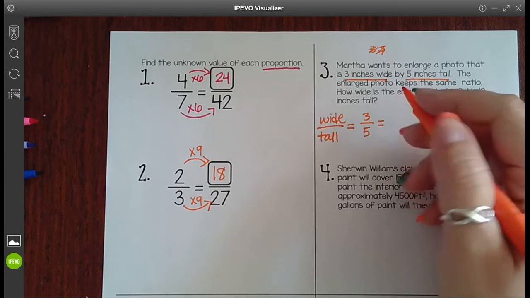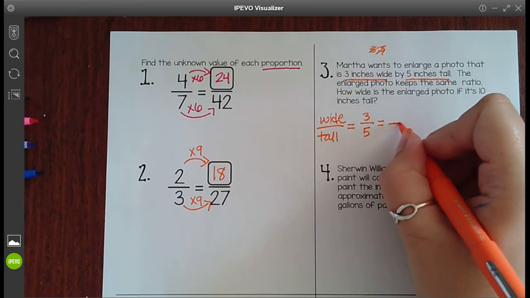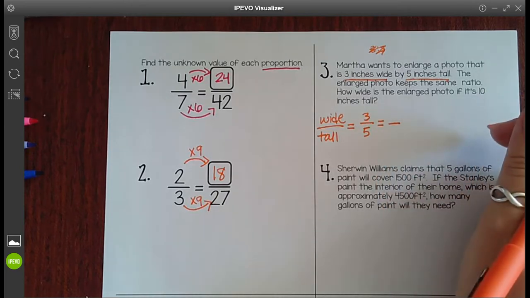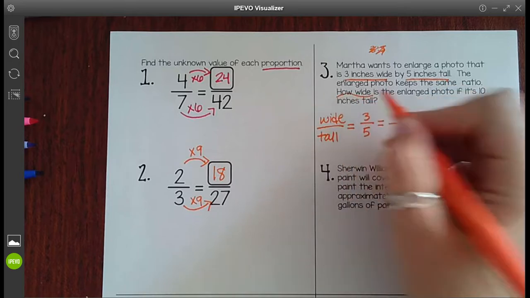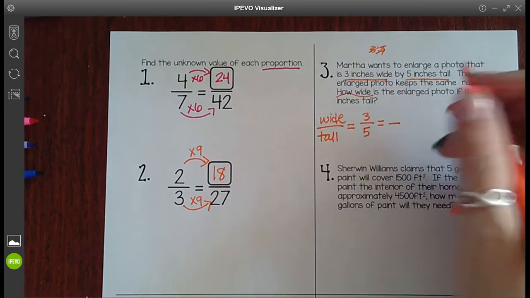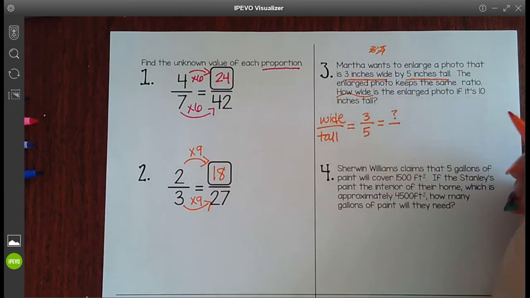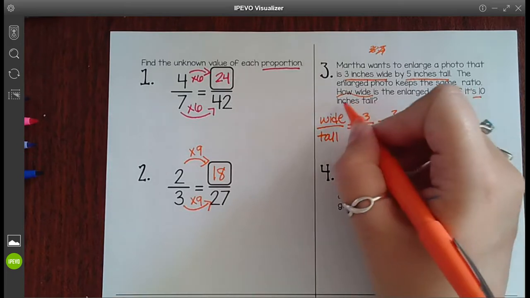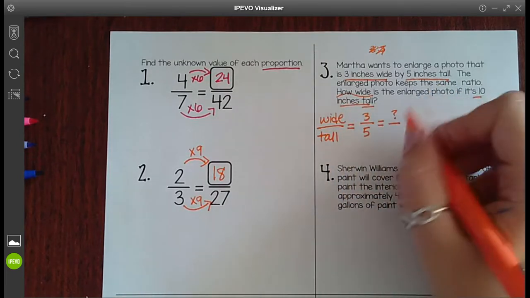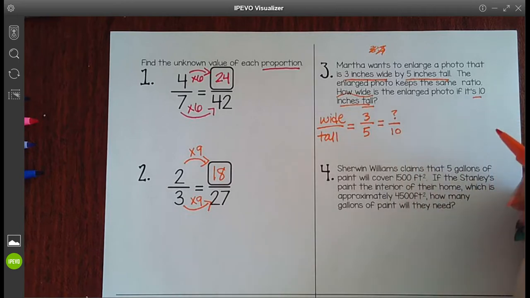My second ratio or second fraction to make up my proportion comes from the next sentence, and it says, how wide is the enlarged photo going to be? I don't know how wide, so that's my unknown. If it's 10 inches tall, so 10 is talking about how tall it is, and that's how I knew to put the 10 on the bottom.